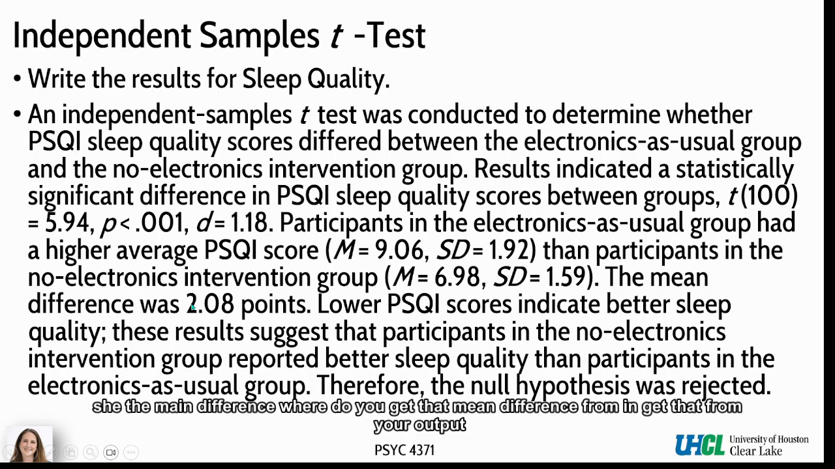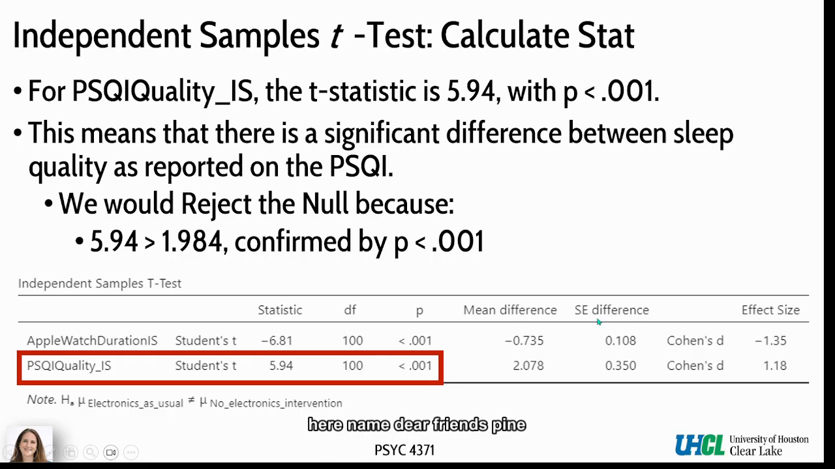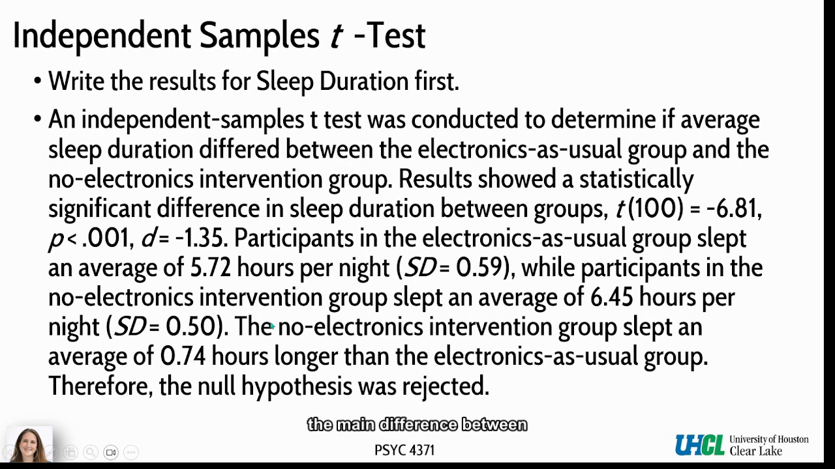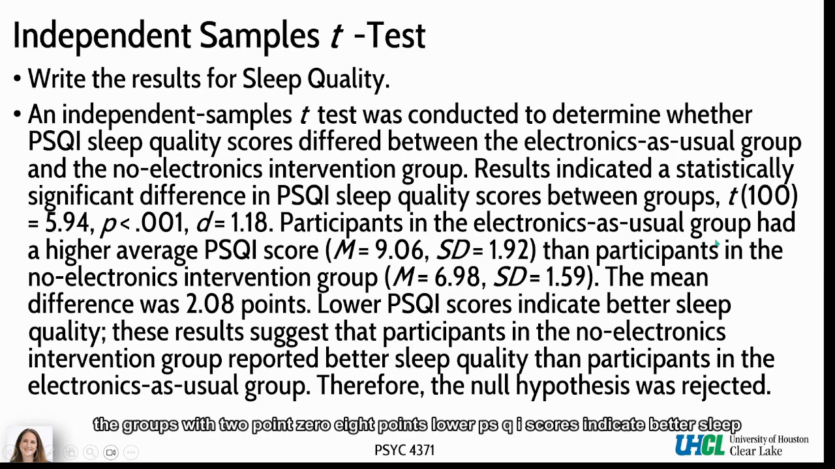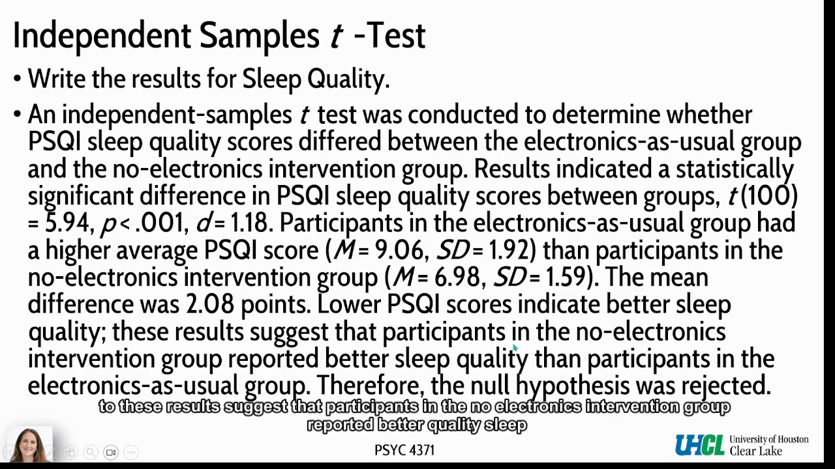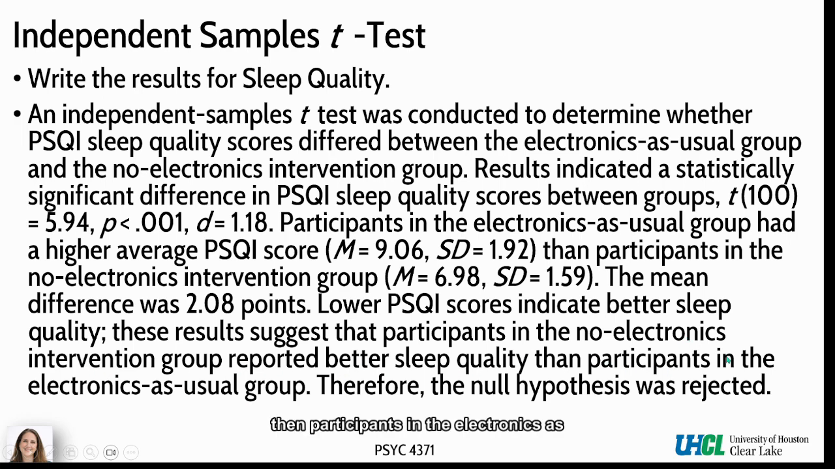So the mean difference, where do you get that mean difference from? You get that from your output right here, mean difference, okay? The mean difference between the groups was 2.08 points. Lower PSQI scores indicate better sleep. So these results suggest that participants in the no electronics intervention group reported better quality sleep than participants in the electronics as usual group, which means that our null hypothesis was rejected.